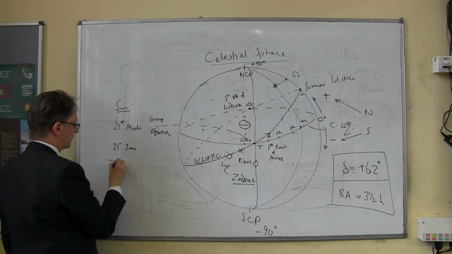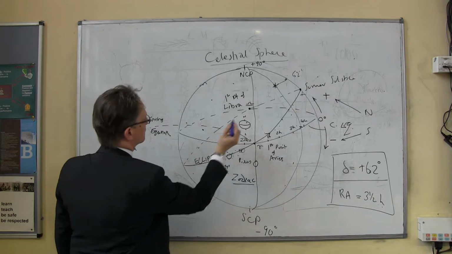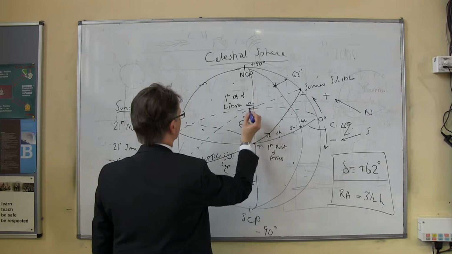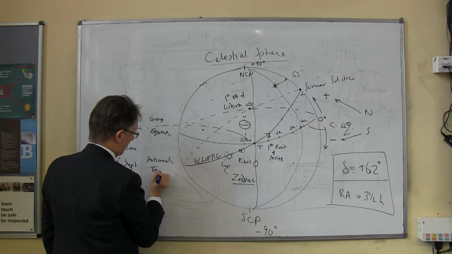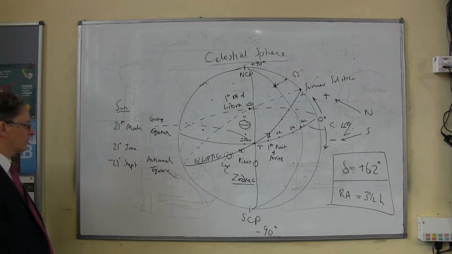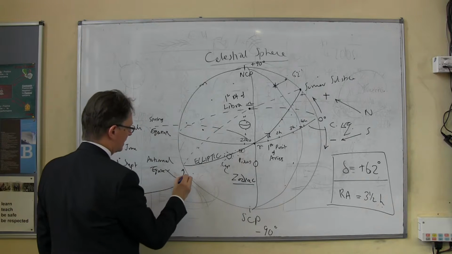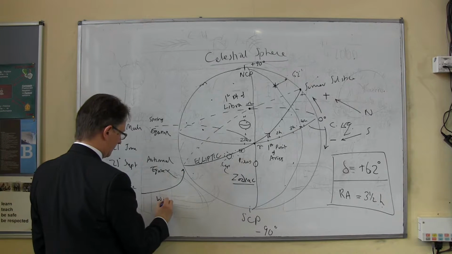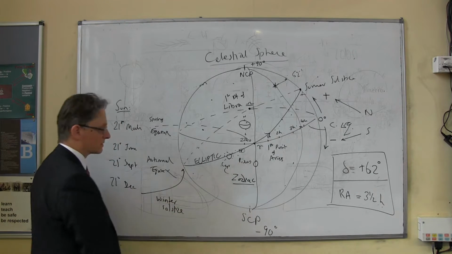Okay? On the 21st of September, roughly, it obviously reaches the first point of Libra around here, and that's called, unimaginatively, the autumnal equinox, or the autumn equinox. And then on the 21st of December, it reaches here, which is known as the winter solstice.